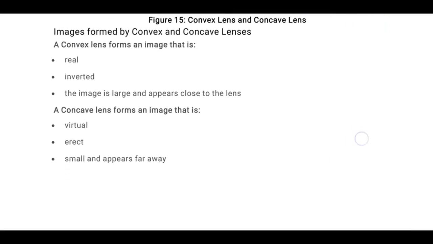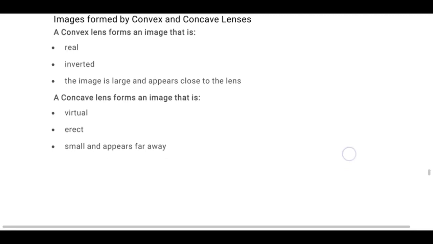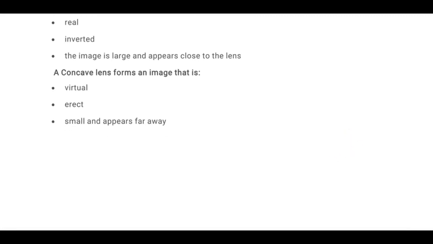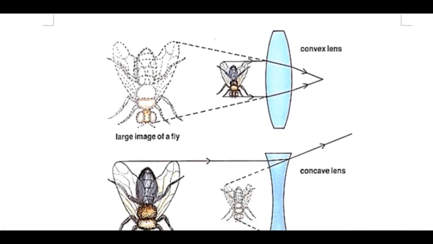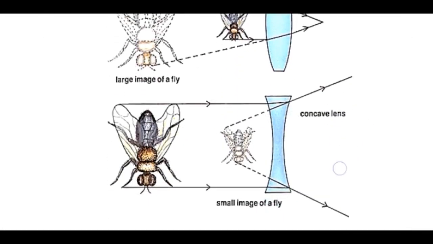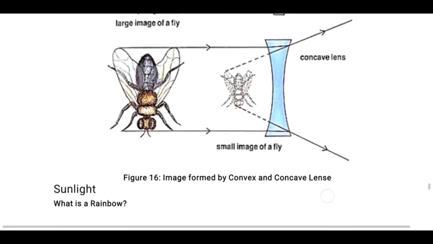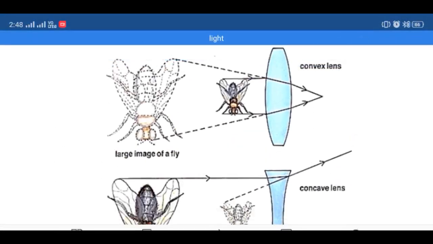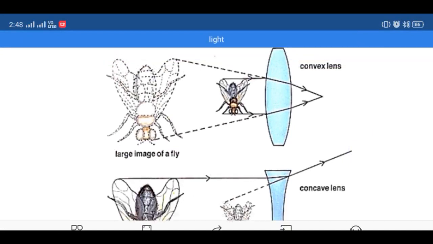Whereas concave lens is a diverging lens. Convex lens is a converging lens, concave lens is a diverging lens. Here it will produce virtual, erect, and smaller images. Okay, and this is another example for a convex and concave lens. In the picture itself, we can see the properties of convex and concave.